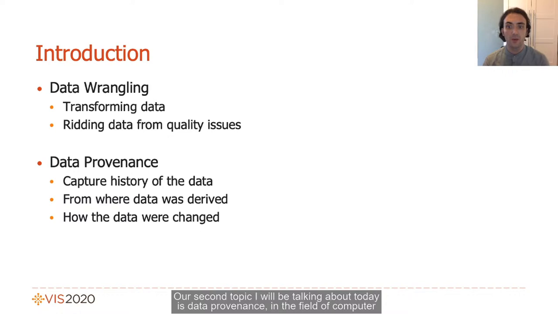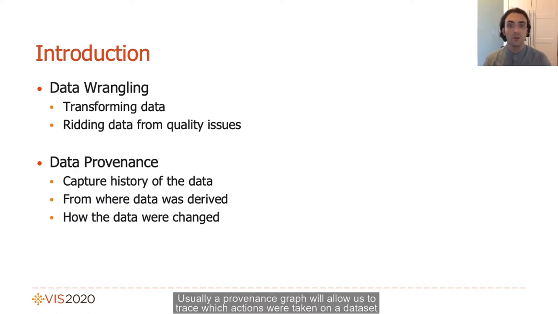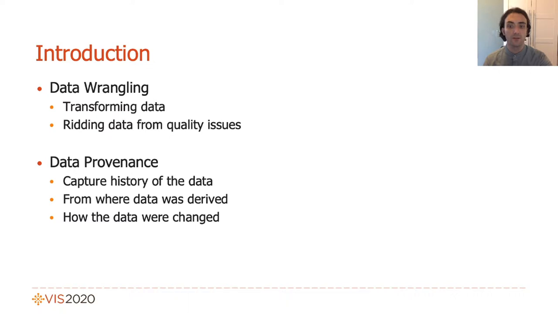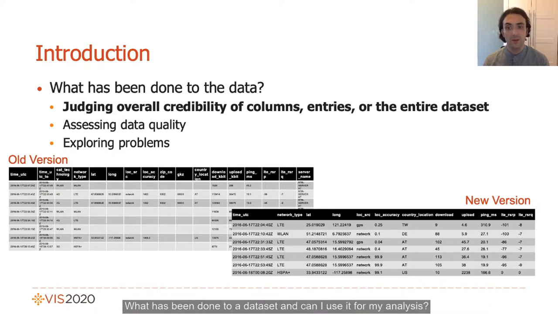Our second topic I will be talking about today is data provenance. In the field of computer science, it is a means of capturing the history of the data. It can be used to recall from where and sometimes also under what circumstances the data were derived. Usually, a provenance graph will allow us to trace which actions were taken on a data set. We combine those two different methodologies of dealing with data to answer a simple but very important question. What has been done to a dataset and can I use it for my analysis?